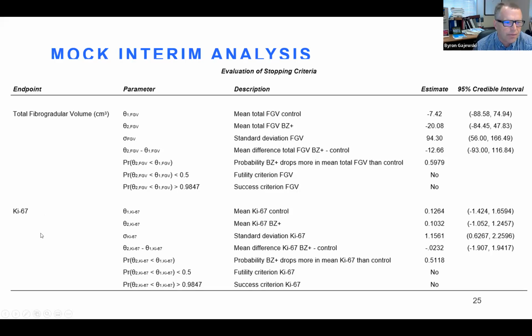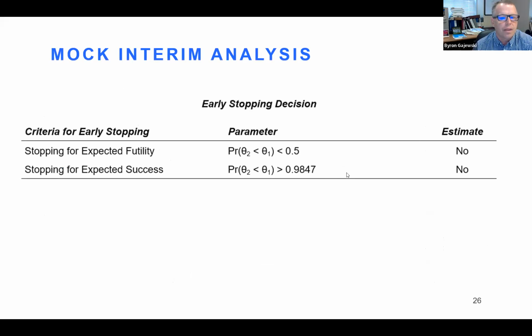And then the same thing for Ki67, the most relevant piece here is this 0.5118 posterior probability, which didn't meet the criteria either, 0.9847. So none of them are met. So in this mock interim analysis, the pre-specified plan is to continue enrolling all the way to 120. Okay.